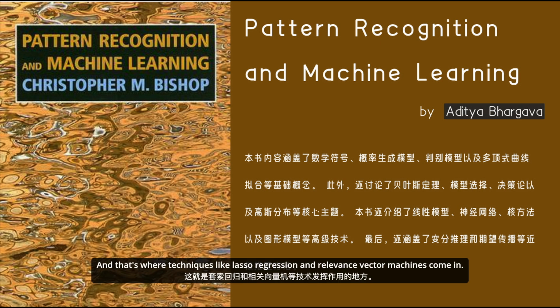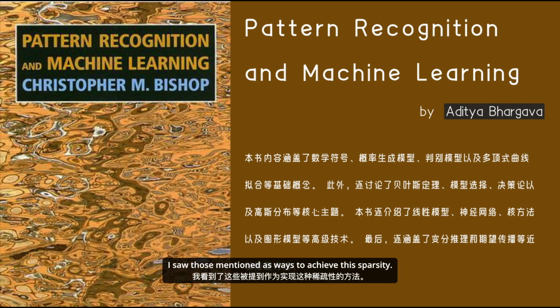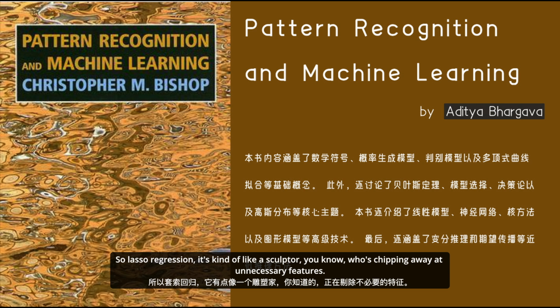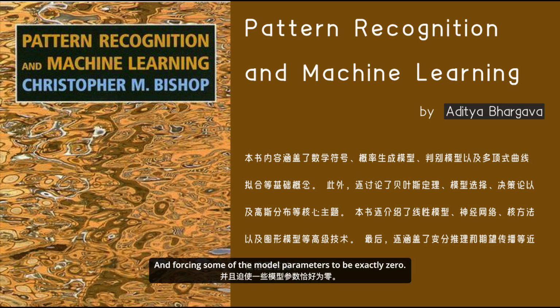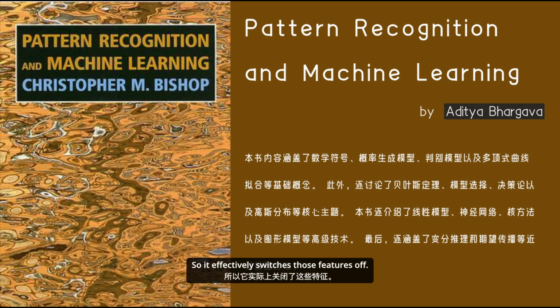Yeah. And that's where techniques like lasso regression and relevance vector machines come in, right? Exactly. I saw those mentioned as ways to achieve this sparsity. Yeah, so lasso regression is kind of like a sculptor, who's chipping away at unnecessary features. Okay. And forcing some of the model parameters to be exactly 0. Oh, okay. So it effectively switches those features off. It's simplifying the model. Exactly, yeah.